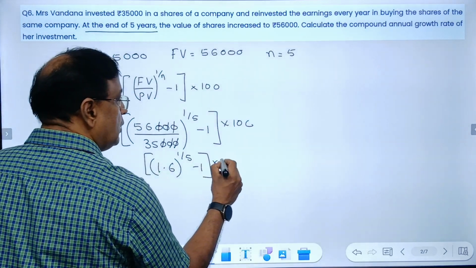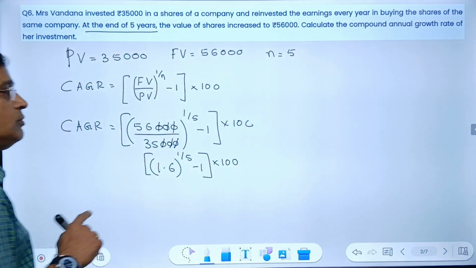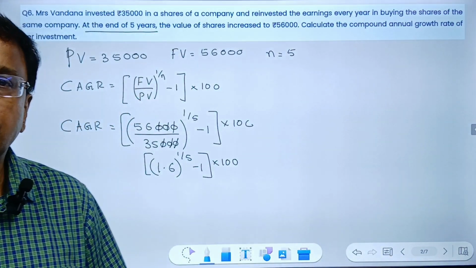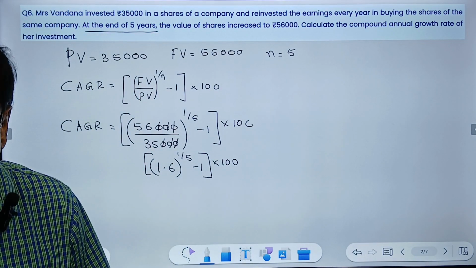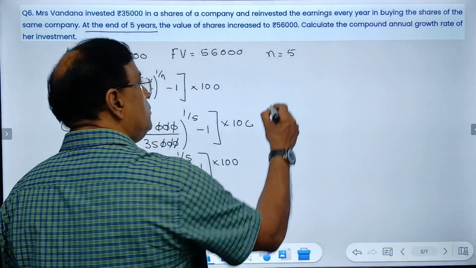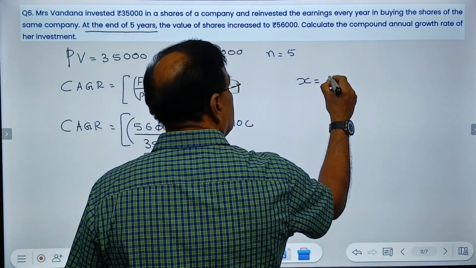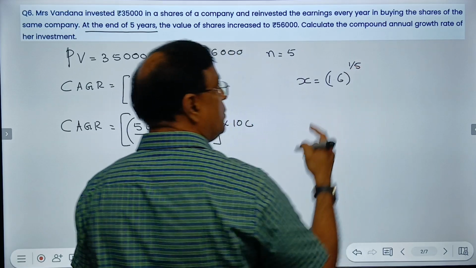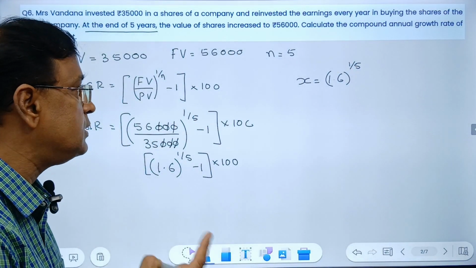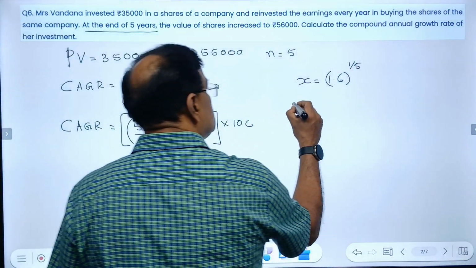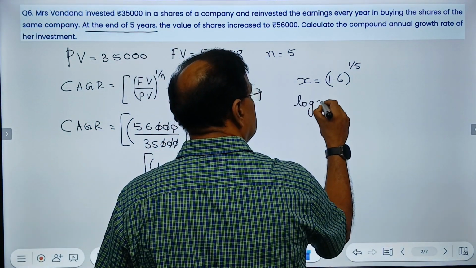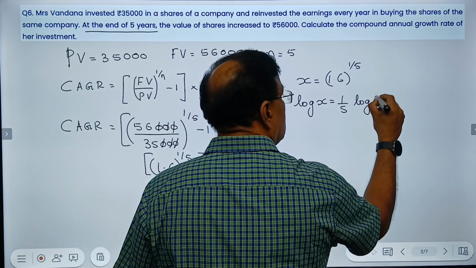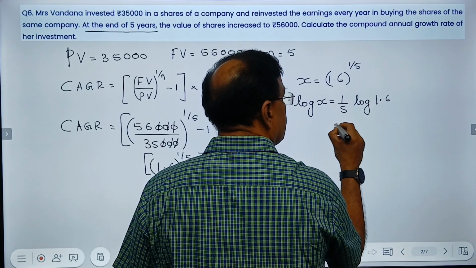Mostly they'll give this value in the exam. Today I'm also going to talk about what if they don't give this value. So how do I do the calculation using logarithm? We'll try to do that. I'll take this x as 1.6 whole power 1 by 5. I'll just do it for one problem, so you can do the other things by yourself. Take log on both sides, you get log x is equal to 1 by 5 log of 1.6.